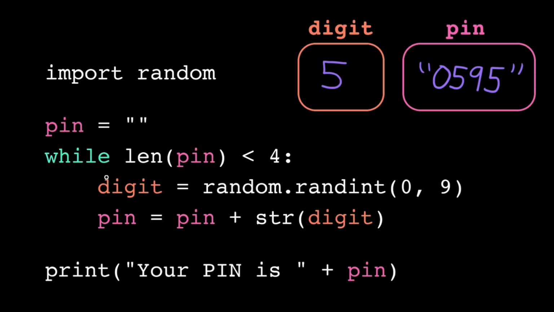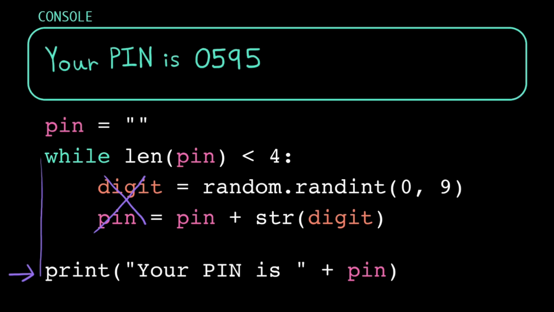We skip the loop body and look for the next line of code that's not indented inside the loop. That's our print statement here. We substitute in the value of pin, concatenate together, and print that sentence out to the console. And that's the last line of the program, so the computer terminates execution. And we see that our loop body indeed executed 4 times.